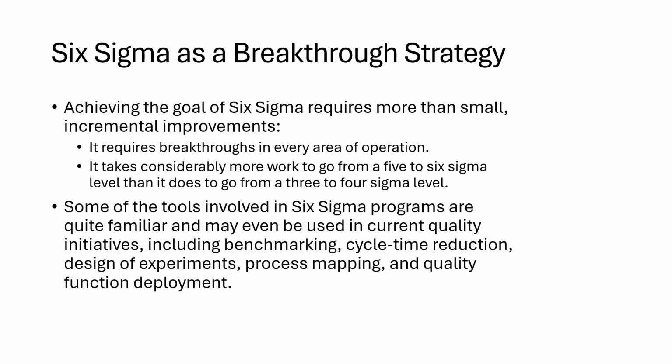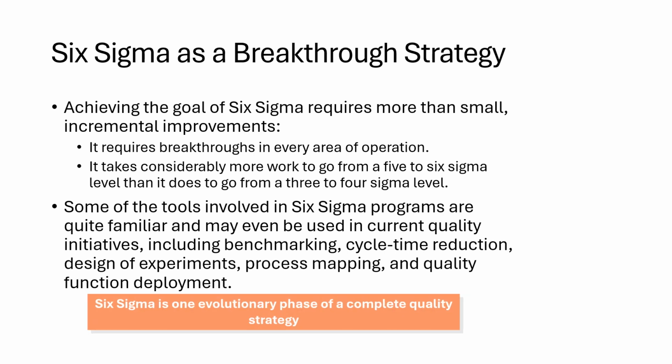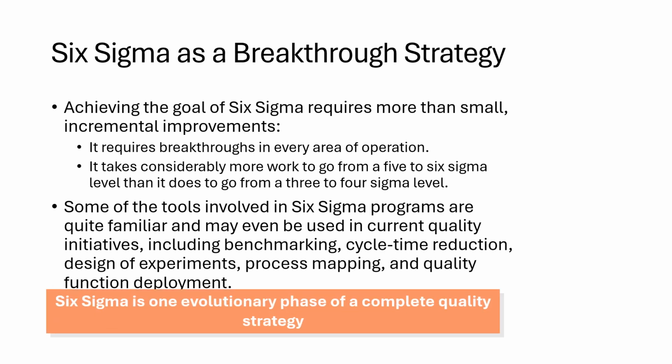Some of the tools involved in 6 Sigma programs are quite familiar and may even be used in current quality initiatives, including benchmarking, cycle time reduction, design of experiments, process mapping, and quality function deployment. 6 Sigma is one evolutionary phase of a complete quality strategy.